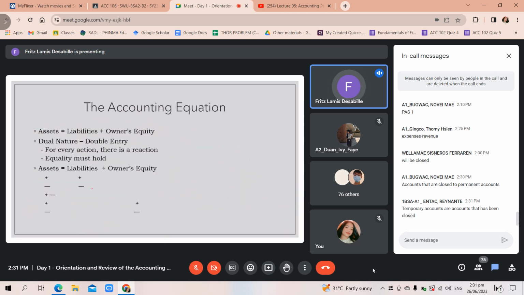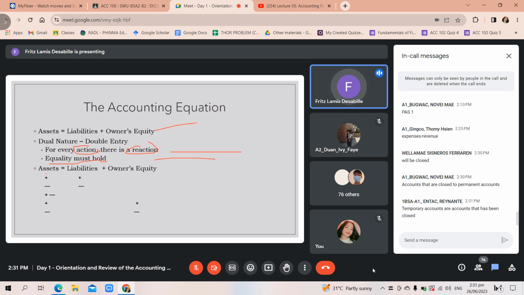Okay, the accounting equation: assets, dual nature. For every action, there is a reaction. Equality must hold. So, naa na siya ang double entry. So, kung naay debit, naay credit. Since every time naay debit, naay credit, and both debits and credits are equal, so always, ang books are equal.